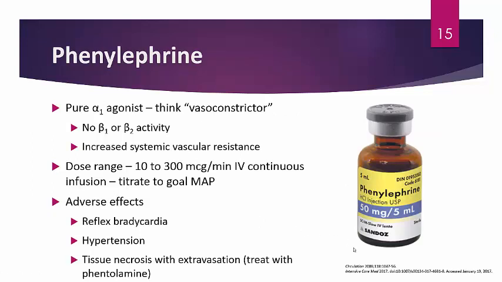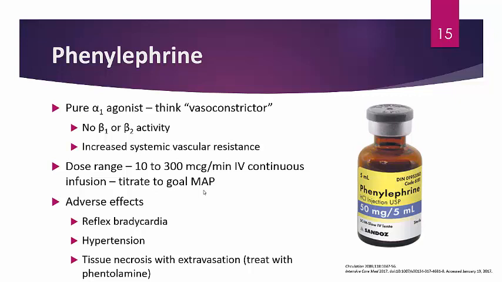Phenylephrine is different than epinephrine and norepinephrine in that phenylephrine is a pure alpha-1 agonist, and it will only vasoconstrict. It has no beta-1 or beta-2 activity. It does not act on the heart at all, and that's important to remember. As a result, it increases systemic vascular resistance just like epinephrine and norepinephrine do. Its dosage range is listed here. Again, you want to titrate to your goal MAP for this one, greater than 65.